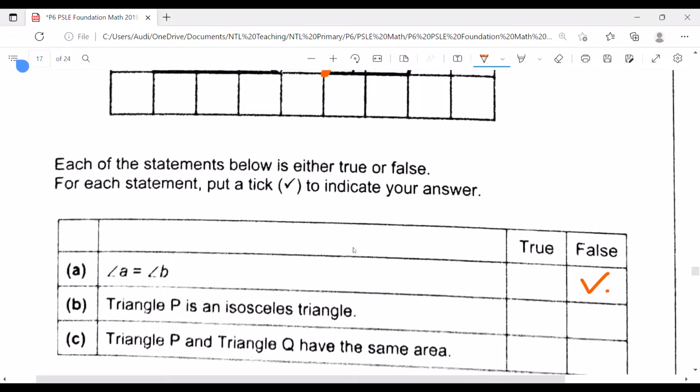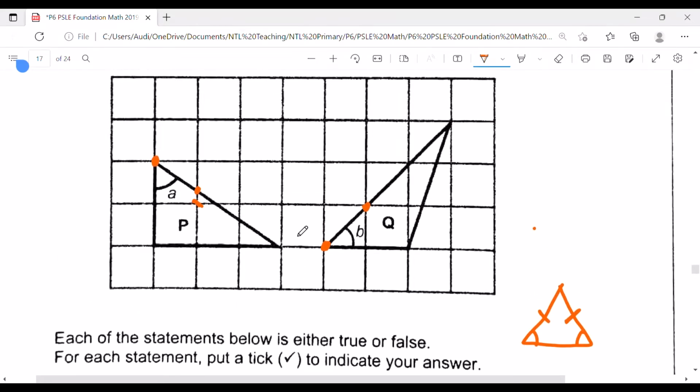Statement B, triangle P is an isosceles triangle. What do we know about isosceles triangles? Isosceles triangles are triangles in which two of the lengths are similar. So same length for two sides and same angles for two sides. Two same angles and two same lengths, right? So triangle P is an isosceles triangle. So let's look at triangle P.